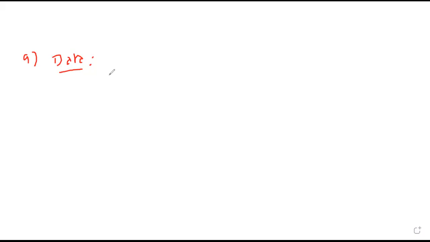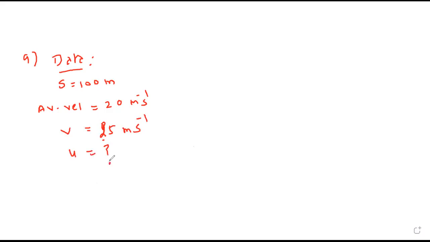A car travels 100 meters. Sir, can I tell how to solve? S equal to 100, with constant acceleration and average velocity 20 meter per second. Final velocity V we want. No, final velocity acquired is given, 25 meter per second. Find initial velocity, that means u, and acceleration means a.